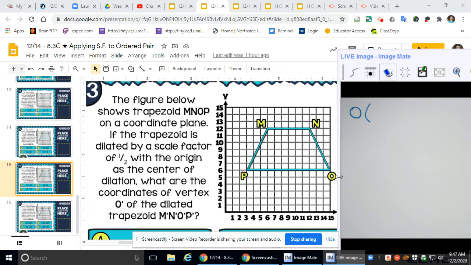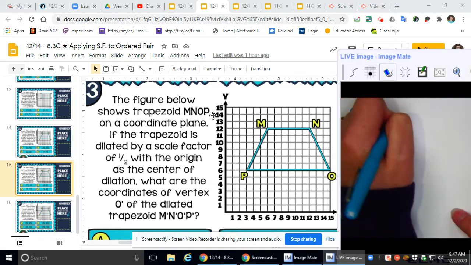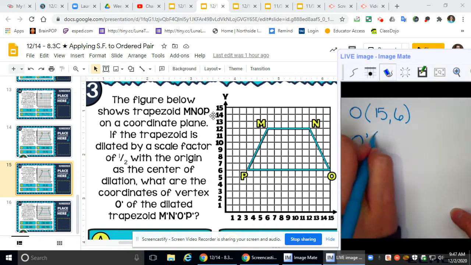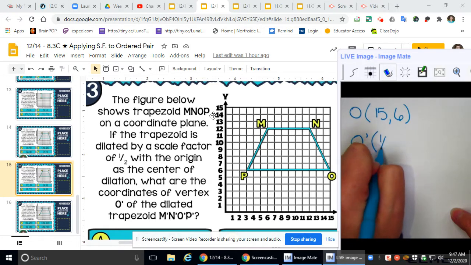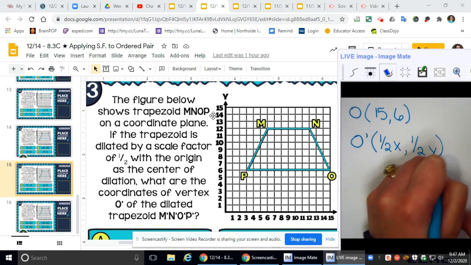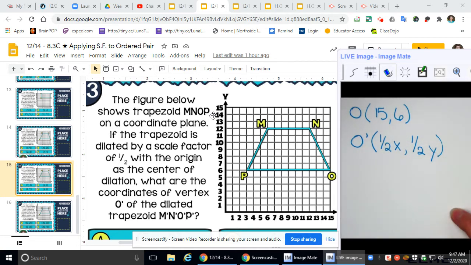O's x is 15. O's y is 6. So I'm going to write (15, 6) for the ordered pair. And then I want to find O prime. I need to remember that the rule is, I have a scale factor of 1/2, so the way that I write that is (1/2 x, 1/2 y). From there, I need to substitute my ordered pair for O in for x and y and solve. So here we go again.